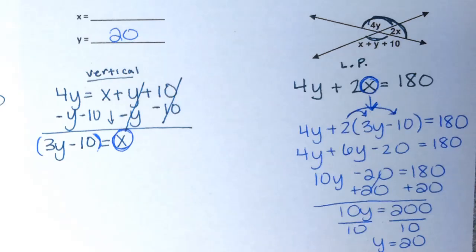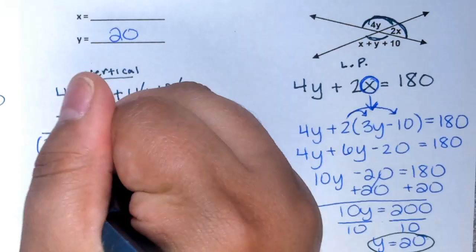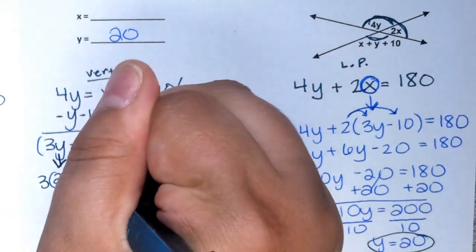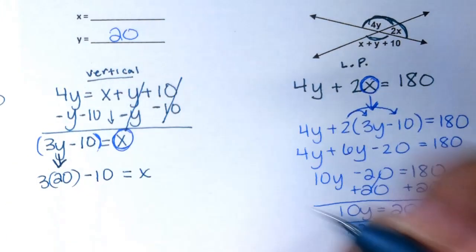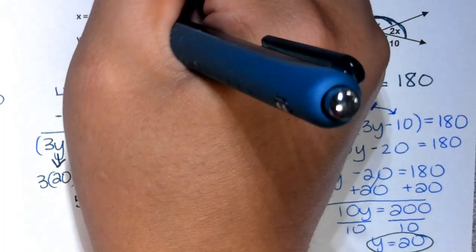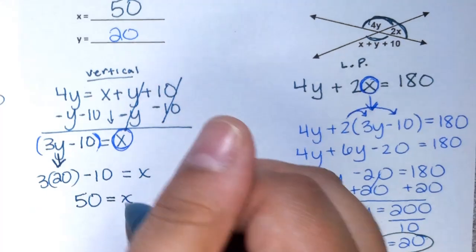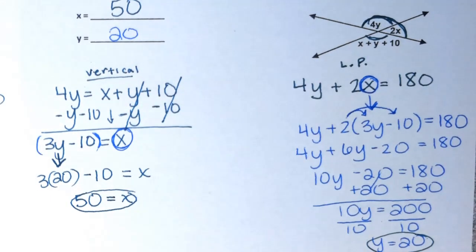That's not the right answer, though. Okay. Which one? Give me a second. Let me finish this. Okay, so I got y equals 20, right? I'm gonna plug in the 20 right here. What is 3 times 20? 50. Minus 10? 50. So x is 50. X is 50. And those are my 2 answers.